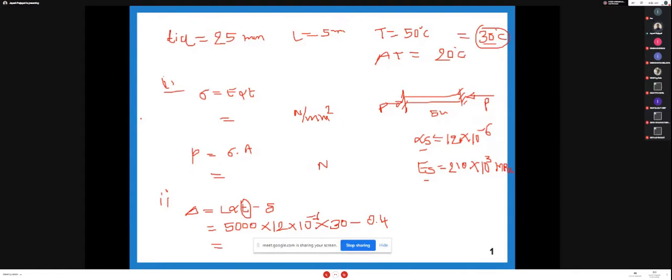So all of you do it. Now give me the answer. 75.6. Okay. So 75.6 Newton per mm square. Now take this stress and multiply by the area. Area is pi by 4 d square.